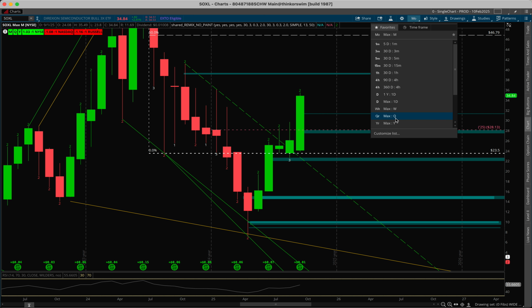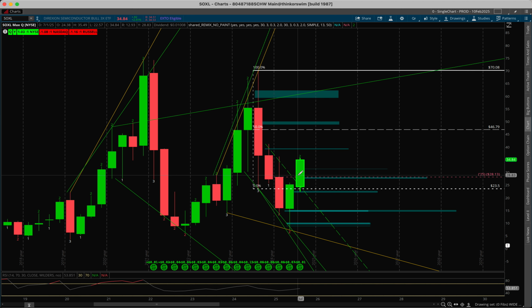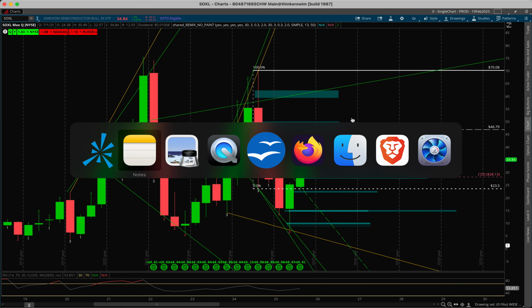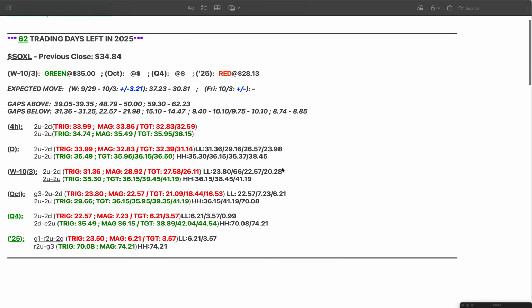From the quarter perspective, it's a new quarter. We're just looking to continue this 2 down, 2 up to reach this 36.15. And again, if we reach this 36.15, we've got 70.08 as the target. So just looking at those from a numbers perspective, if we go to our notes, we can see we've got new levels for October, new levels for quarter 4, those levels we just read out.